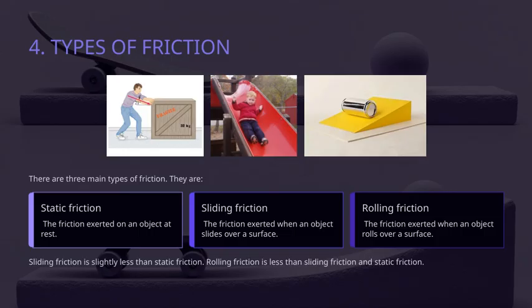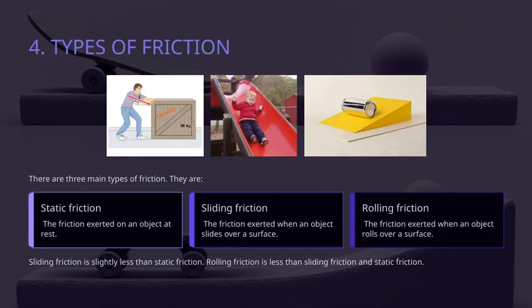This occurs when an object is actually sliding over a surface. Interestingly, sliding friction is usually slightly less than static friction, which means it takes a bit less force to keep an object sliding once it has already started moving. Finally, there's rolling friction. This happens when an object rolls over a surface, like a wheel or a ball. Rolling friction is even less than sliding or static friction, which is why wheels are so efficient for movement.